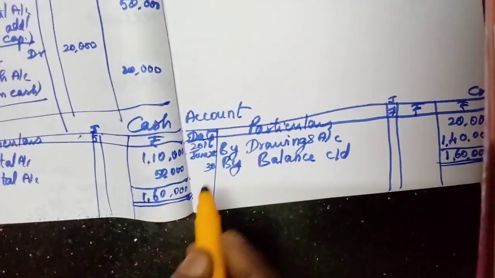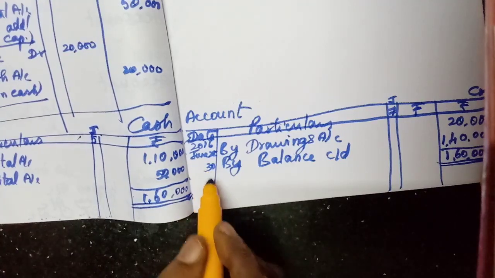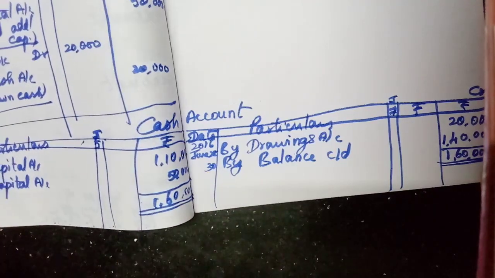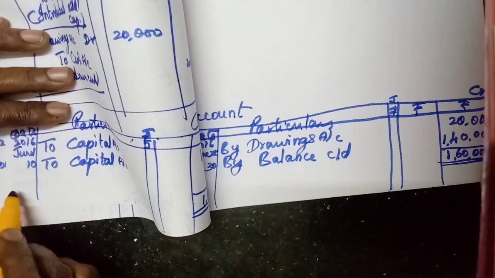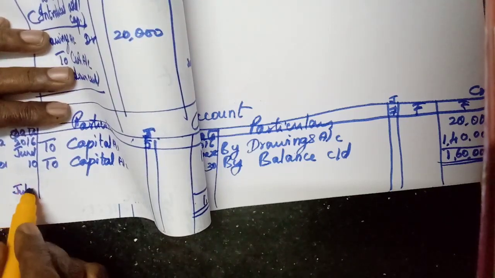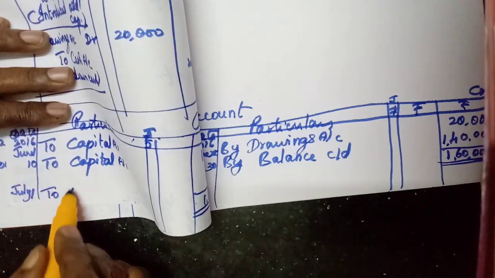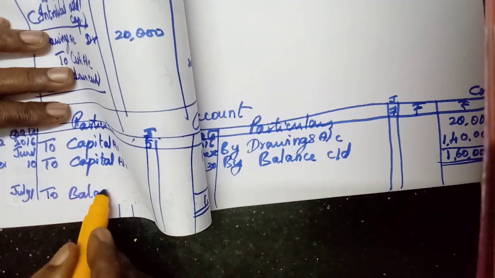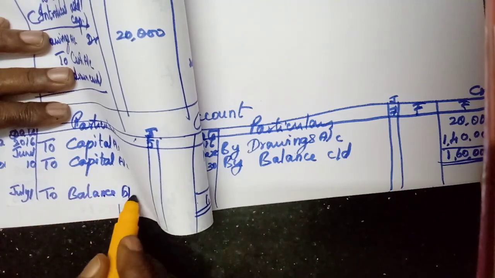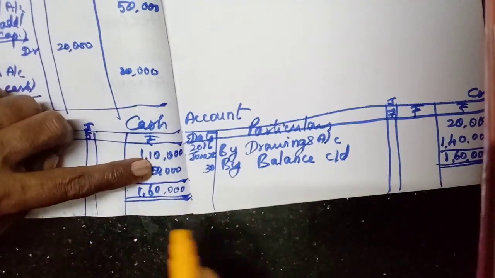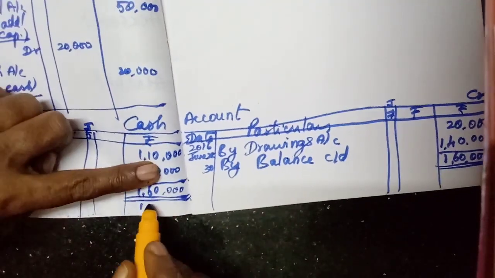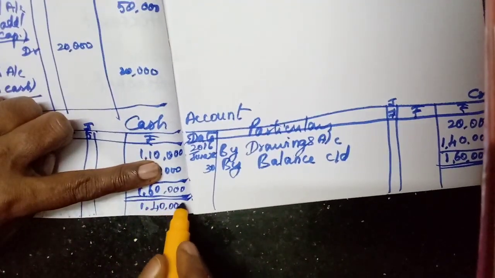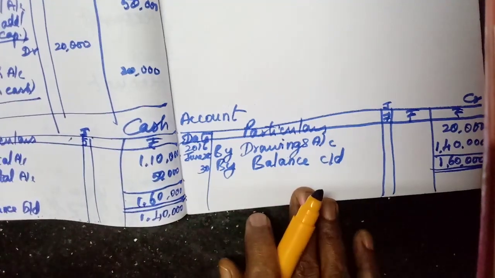So next date what? June 30. Next date July 1. So we should write July 1, to balance brought down. Balance brought down. How much? 1,40,000. That account gets over.